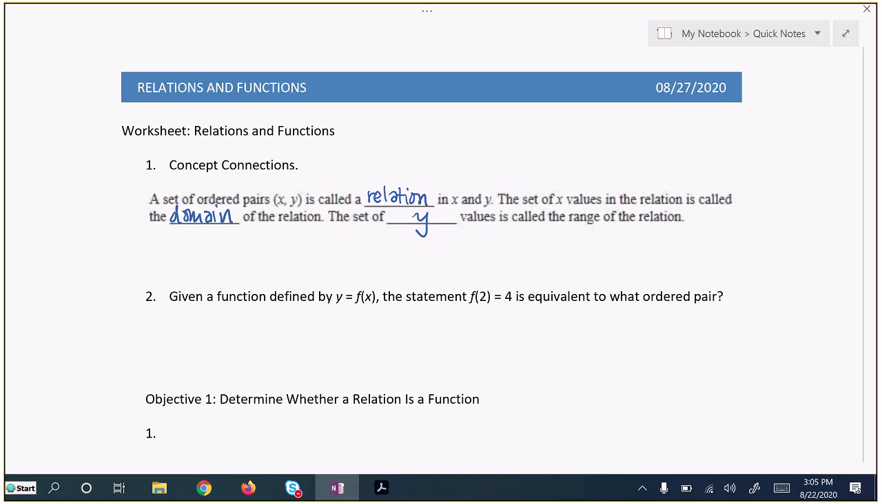And we know that if this relation is a special type of relation called a function, then for each x in the domain, we'll have exactly one y in the range.